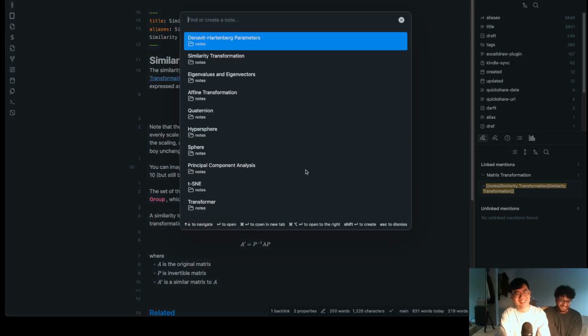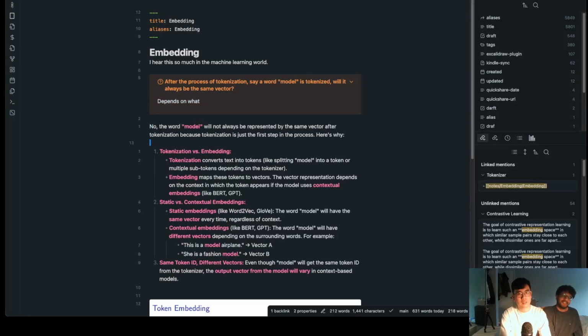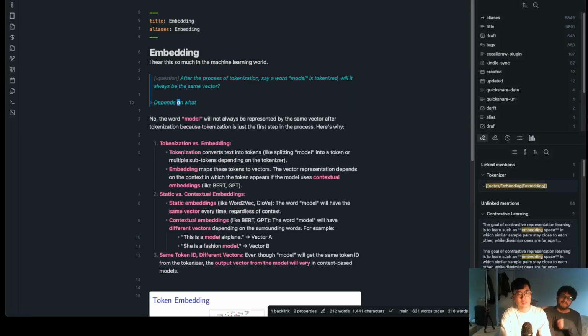Or embedding. Depends on. You won't get sued for copyright like OpenAI. Like DeepSeek.